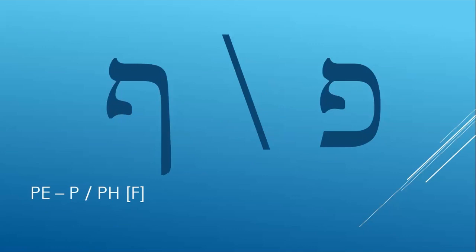Again, on the right is your initial medial. On the left is your final form. And it has two pronunciations. It has a P or an F sound. Basically, it's an F. The spirantized Pe often moves into F. That's why philosophy sounds like an F sound, even though we write PH.